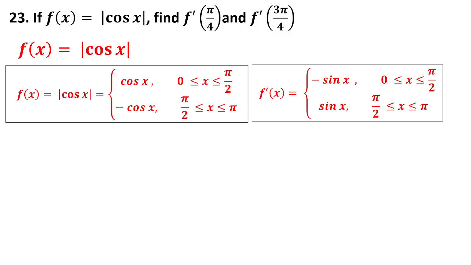Now, let them ask any value they want. They want f of pi by 6, f of pi by 3, f dash of pi by 3, then f dash of any other value in the second quadrant, you can directly find it. Now let us go to the first question.